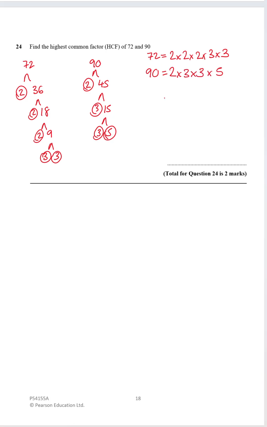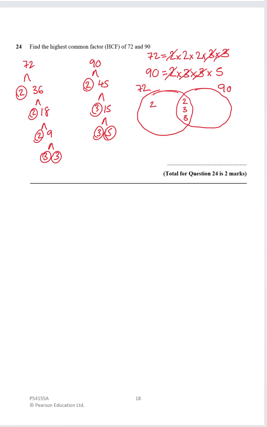The best way to work out a highest common factor or a lowest common multiple is to use a Venn diagram. That's a bit shaky. There's 72 and 90. Starting off with my intersection. Numbers in both lists, there's a 2, and I'm going to cross it off. There's a 3 in both lists, and I'm going to cross it off. Another 3.